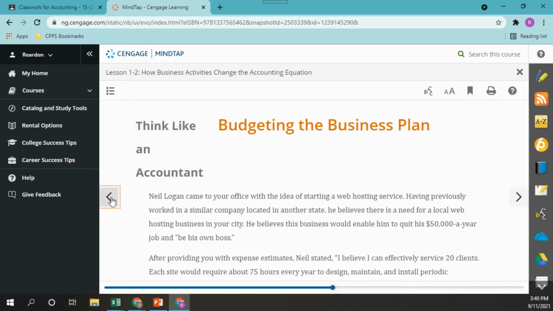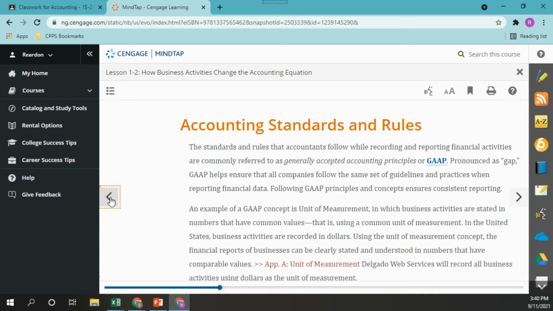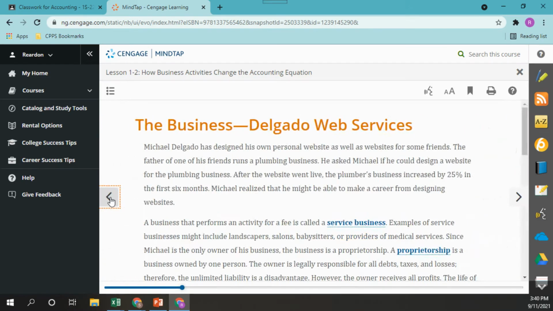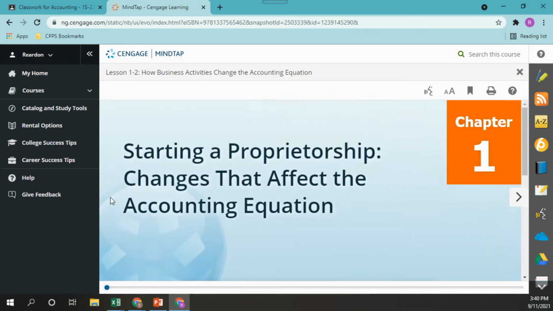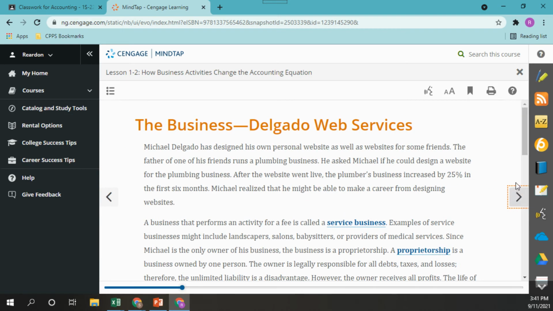And to give you a little orientation here, when you first pop in here, I'm going to back up a second. When you first pop in here, you will find you're right here. Starting a proprietorship, changes that affect the accounting equation. Lesson 1-2, how business activities change the accounting equation. We're going to pop over to here, which has our objectives for this lesson. Okay. And next, we are going to go to the Business Delgado Web Service.